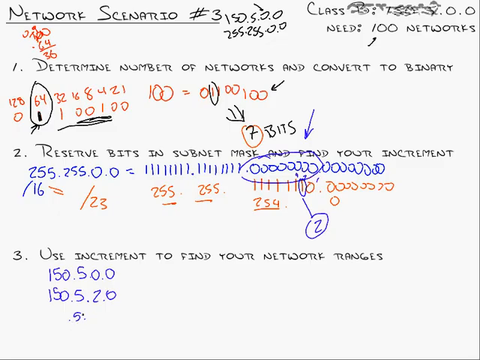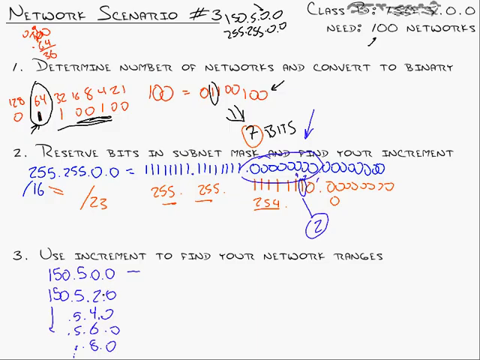So we have 150.5.2.0, 150.5.4.0, .5.6.0, .5.8.0. Forgive my penmanship getting a little sloppy as I go down. It's 150.5 the whole way down, and so on and so on and so on. We just keep adding 2 to that number. Now we fill in our end range, and this is where it gets a little tricky.